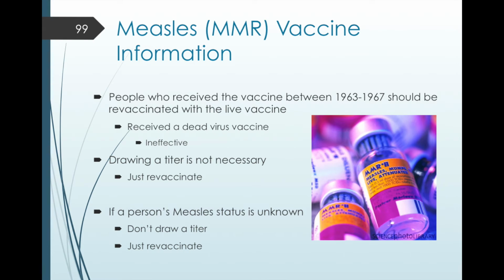Information on the MMR vaccine. People who received the MMR between 1963 and 1967 should be revaccinated with the live vaccine. They received a dead virus vaccine and it was ineffective. Individuals who received this vaccine should not have a titer drawn because it's not necessary. Just revaccinate with the 2-dose MMR vaccine. If a person's measles status is unknown, there is no need to draw a titer, just revaccinate.